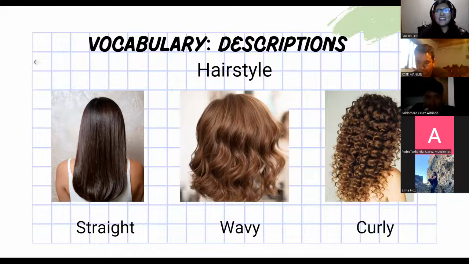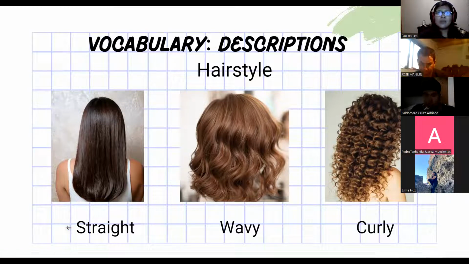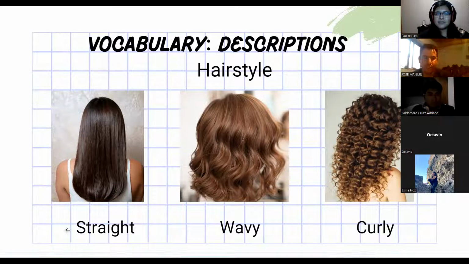Okay. So besides hair color, what else can I describe? I can describe the texture or the style of someone's hair. For instance, hair like this or like mine, it's just like this, right? It's just like one line. So when I see hair like this, I say that it is straight. You guys repeat after me. Straight.